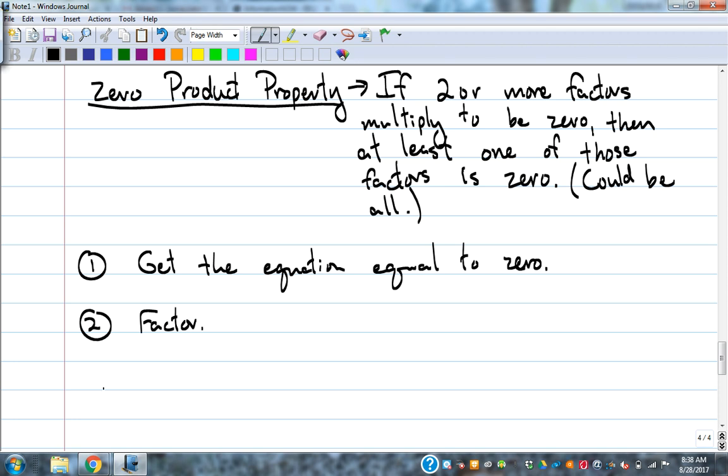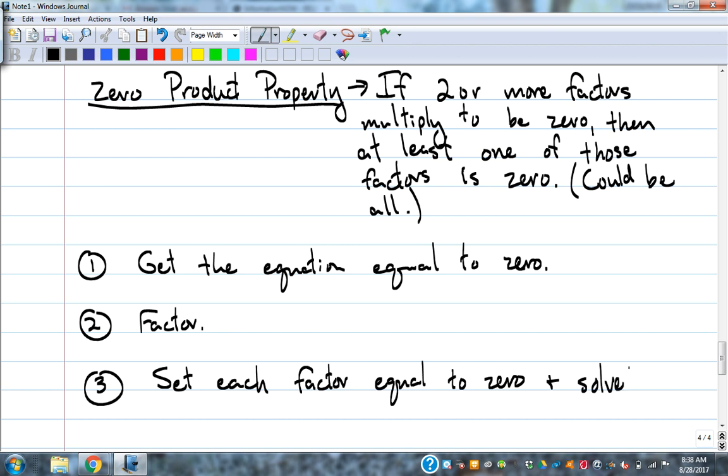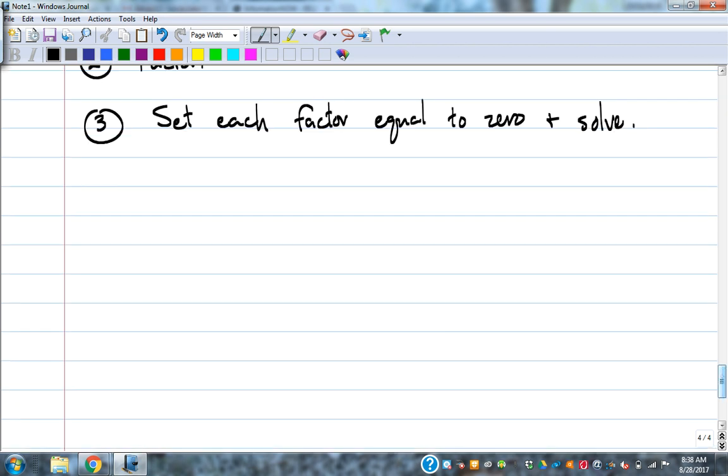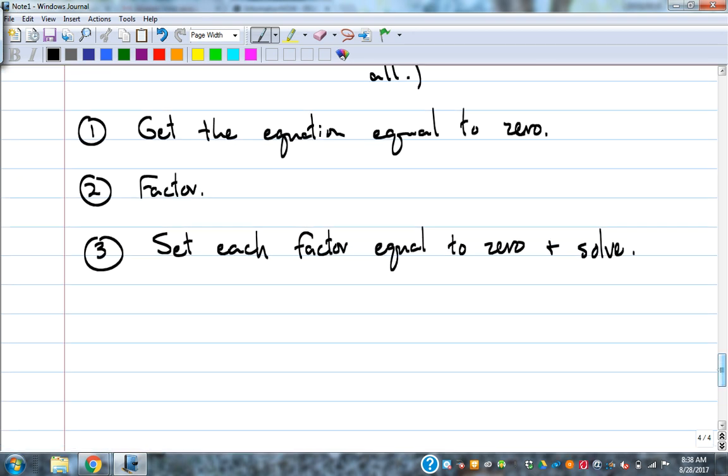So factoring is the next step. And then after you get it factored, you set each factor equal to zero and solve. So let's take an example or two. The factoring's the muscle of this, it's the hardest part. The solving's the easy thing. It's like one or two step problems. It's nothing that you're gonna have any problem with. So let's just do a couple examples.